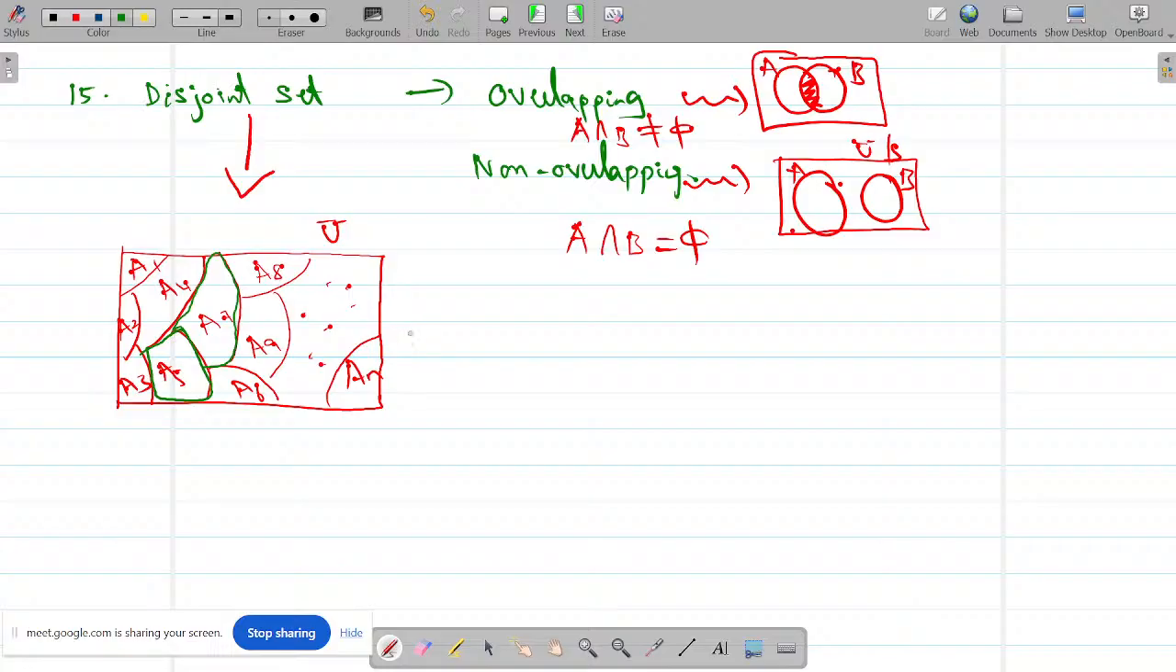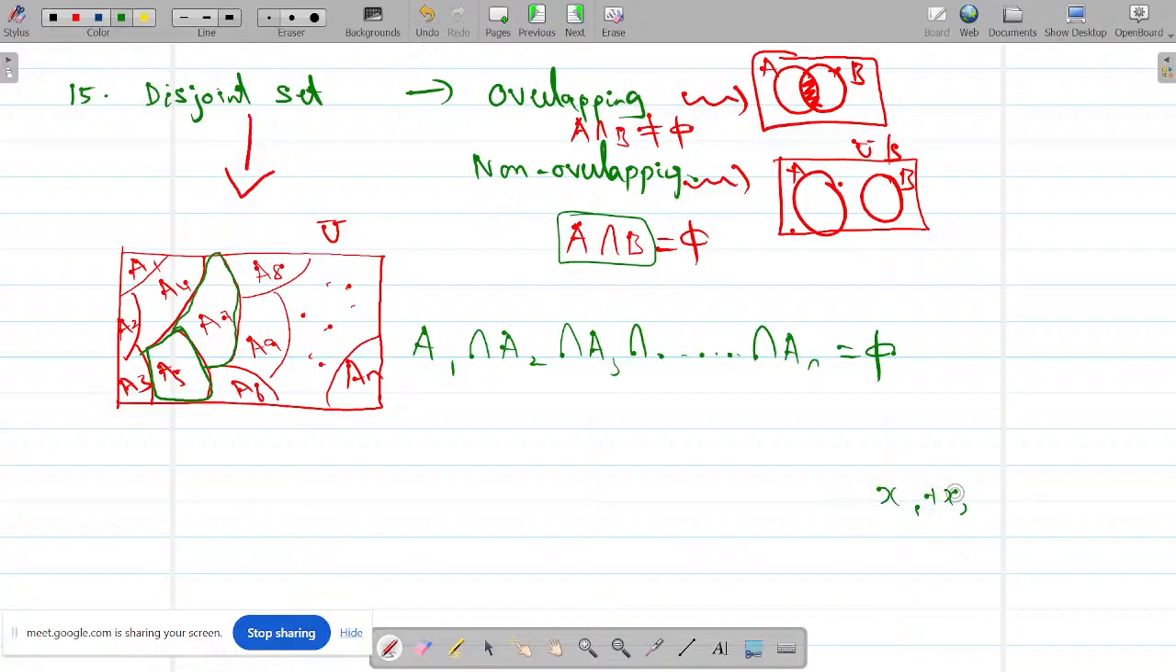How do you present this? We use the symbol intersection. So I'll write this as A1 intersection A2 intersection A3, all the intersections till An is equal to null set. Or in short, you have done this: x1 plus x2 plus up to xn. You represent this with the summation symbol, sum of xi from i equal to 1 to n. Remember this type of format?